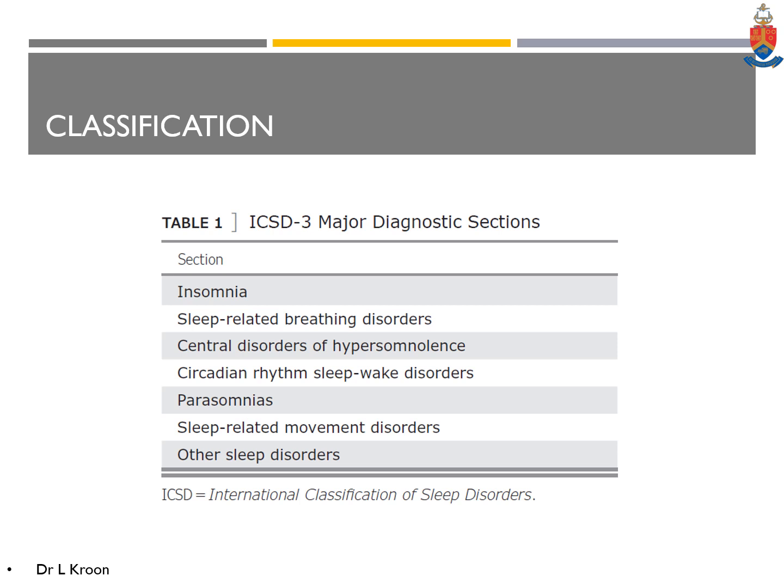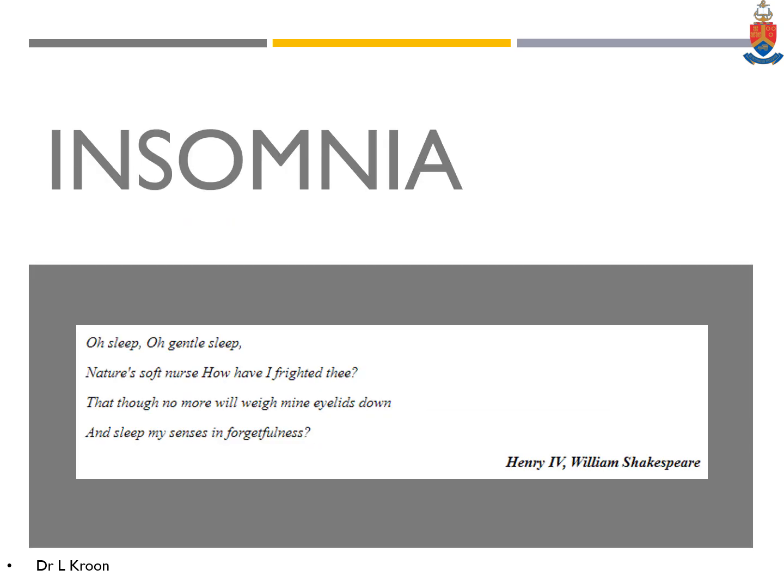So the International Classification of Sleep Disorders, 3rd edition, has major diagnostic sections with regards to sleep disorders. And this includes insomnia, sleep-related breathing disorders, central disorders of hypersomnolence, circadian rhythm sleep-wake disorders, parasomnias, as well as sleep-related movement disorders, and others. But as I said, all of these present either with a reduced amount of sleep, too much sleep, or movements at night during sleep. So we'll first look at common sleep disorders that result in insomnia.